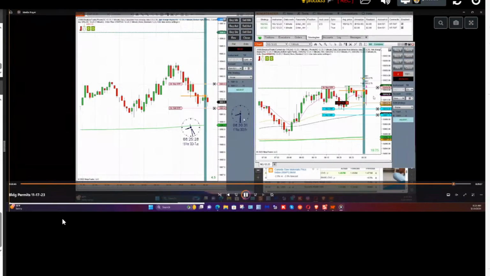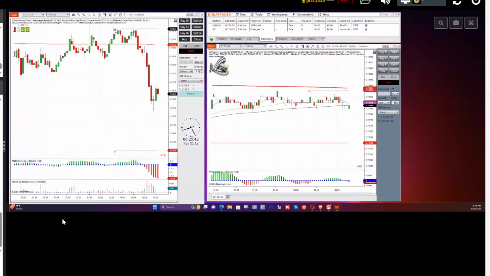NQ did not have a great follow through. We do try the NQ on a lot of 8:30 news. Building permits would have been a cancel in November, definitely.